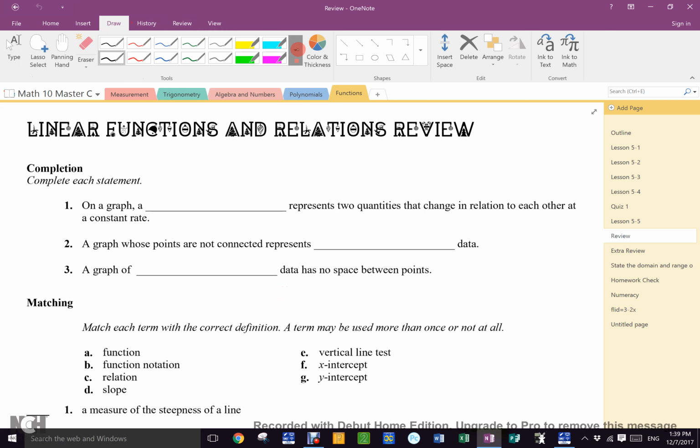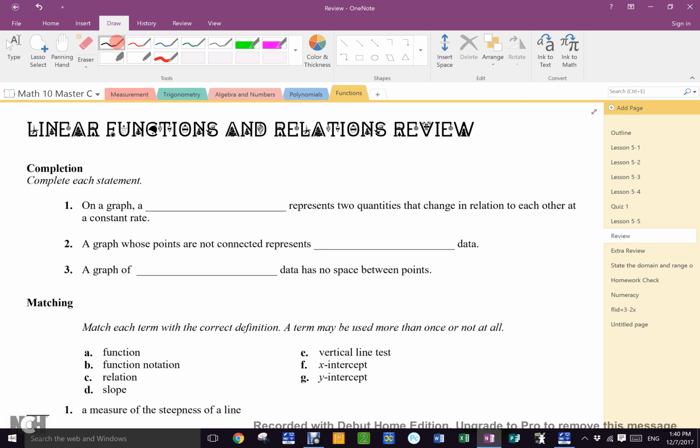If the question was this, a blank represents two quantities that change in relation to each other at a constant rate. Jack is perfectly correct. But that's not the question. The question says, what on a graph shows that? A straight line. Jack, not everything is bimodal, okay? Just chill for a second.